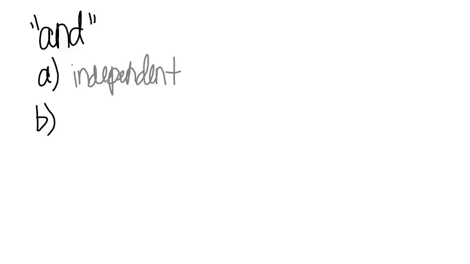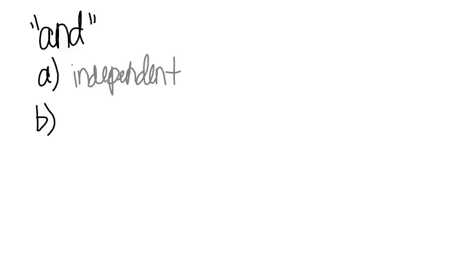So for A, tossing a coin and drawing a card from a deck. Do those two things have anything to do with each other? If I toss a coin, right, does that have any effect on the probability of me picking a card from a deck? I hope you're thinking that the answer is no. So we would say those are independent. They don't affect each other. A coin and a card don't really have much to do with each other.